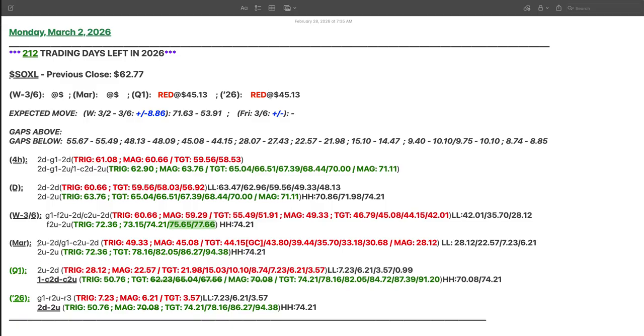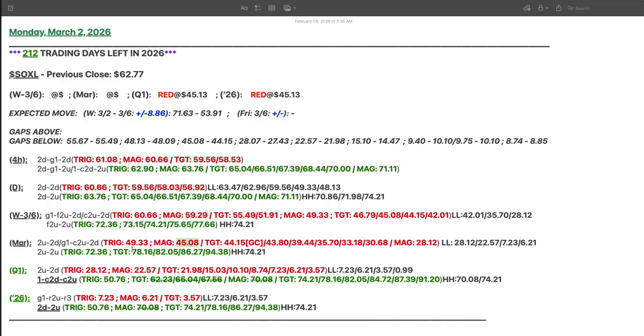On the month, if we go 2 up, 2 down, that triggers at 49.33. So we would have to trigger this 1 2 up 2 down combo on the week before we would ever reach this 49.33. But keep it in mind because it could happen. If we do reach that 49.33, that gives us a 2 up 2 down triggering at 49.33, but the magnitude only being 45.08. So not that large of a move in terms of the month. Now we will have made a large move to get to that point, so just keep that in mind and know that we may not go too much further than 45.08.